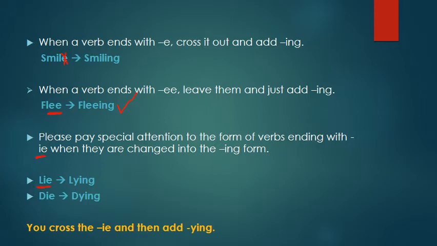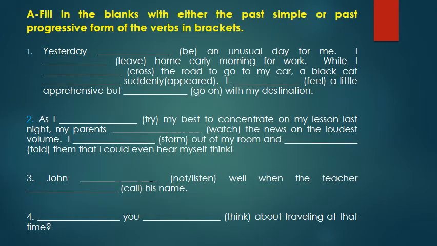You don't write L-I-E-I-N-G. That would look weird, okay? That is incorrect. In this case, you make this a Y and add -ing. Okay, those are two special cases. Please remember them, okay? You cross the IE and add YING, or you make the IE into a Y and add -ing. Again, you need to study those.